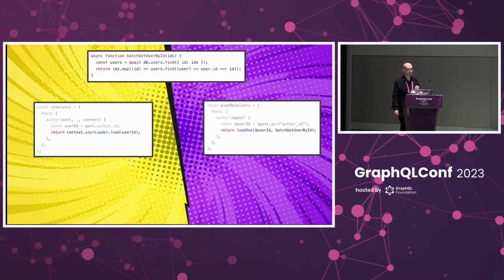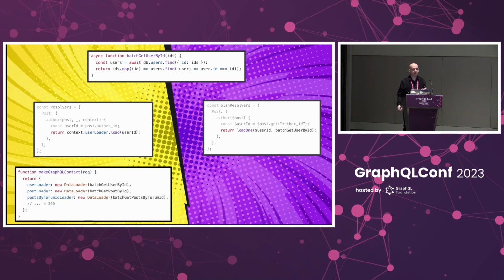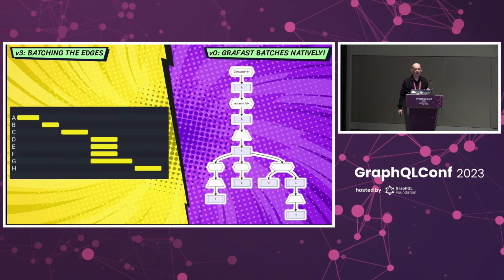represents the ID. This also means that unlike in traditional GraphQL, where you'd have to add all of your data loaders to each GraphQL context, there's no need to do this in GraphFast. So moving from data loaders in resolvers to load one in plan resolvers is relatively straightforward. And because everything is batch processed in GraphFast, achieving Andy's version 3 schema happens almost automatically.